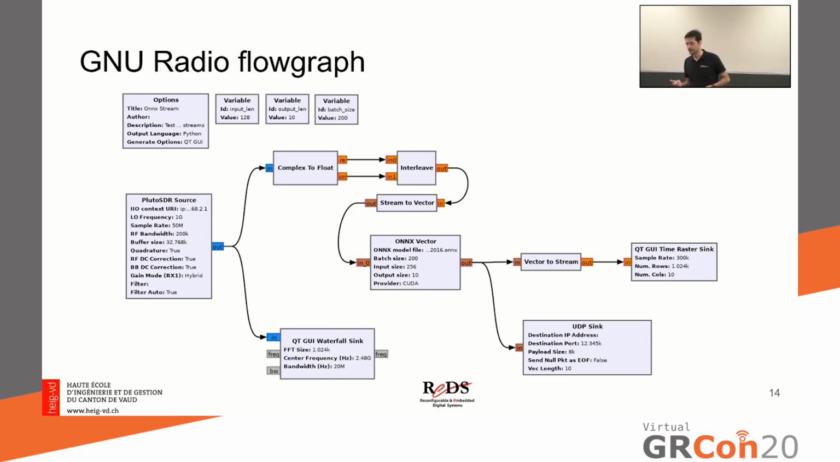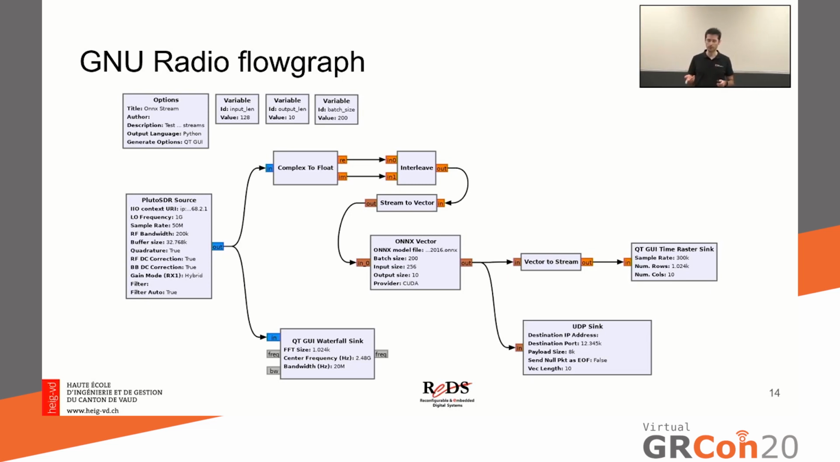So then, as I said, the output of the model will be the probability of belonging to one of the modulations used in the simulated data. In this case, the list was the 10 different modulations, and we will use CUDA for inference. So then we will take the output of our block, and we will represent it in two ways.